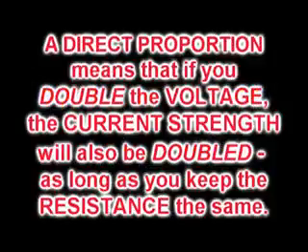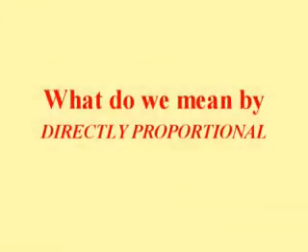What does this mean? A direct proportion means that if you double the voltage, the current strength will also be doubled, as long as you keep the resistance the same. It also means that if you triple the voltage, you'll triple the current strength, and if you multiply the voltage by 10, you will multiply the current strength by 10, as long as you keep the resistance the same. That's what a direct proportion means. If one variable goes up, the other variable goes up by the same amount.